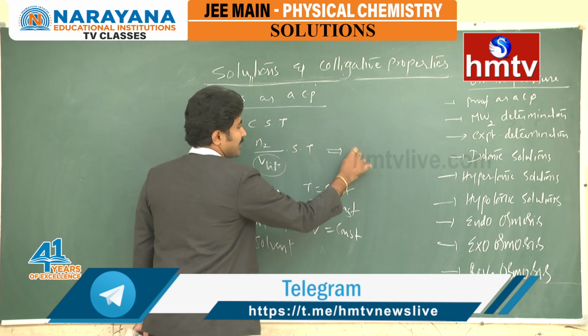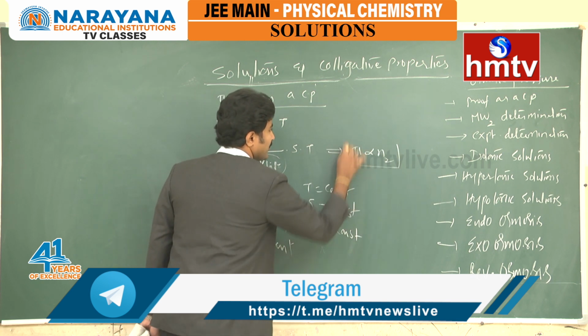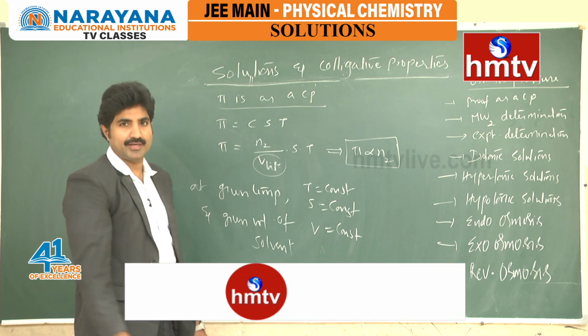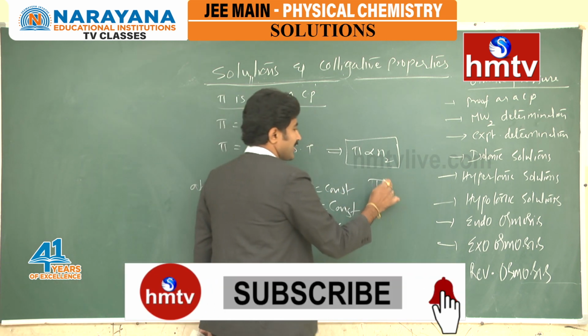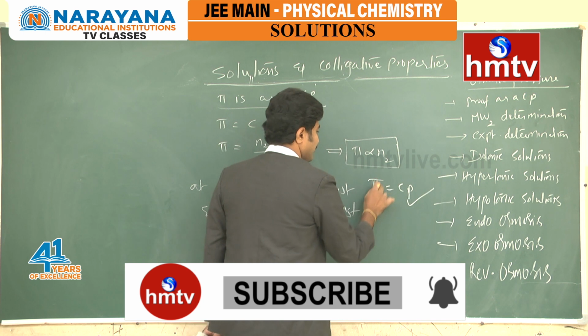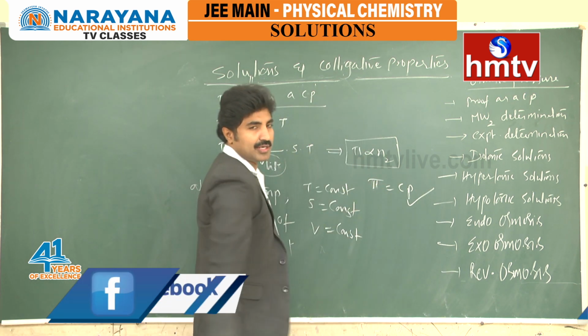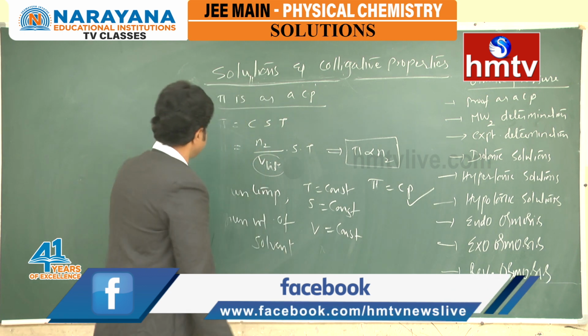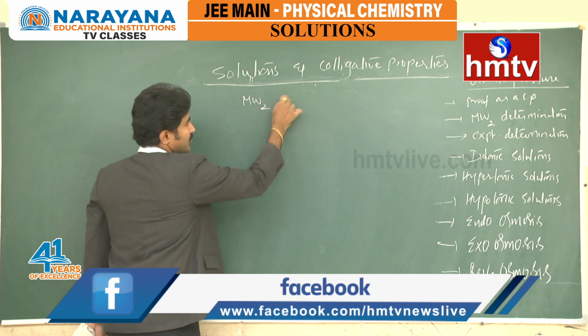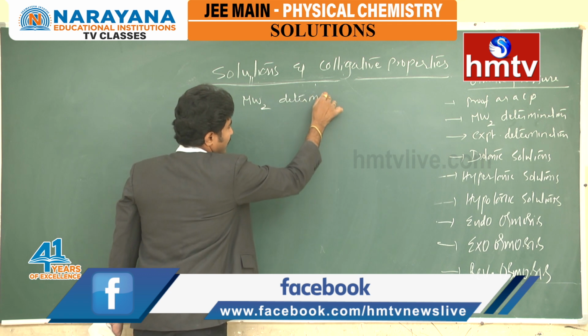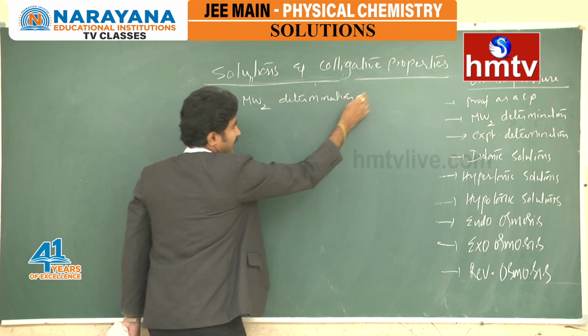From these we can prove pi is directly proportional to the number of moles of the solute particles. Hence pi is a colligative property. Like this we can prove osmotic pressure is a colligative property. Now see the next one, molecular weight of the solute determination from osmotic pressure.